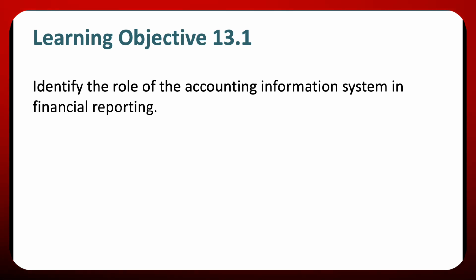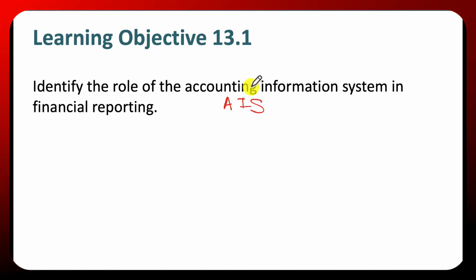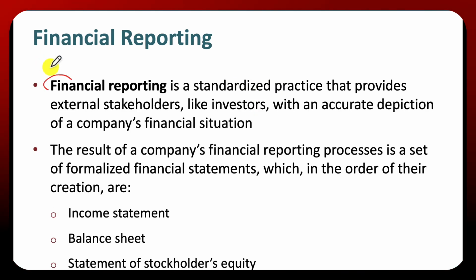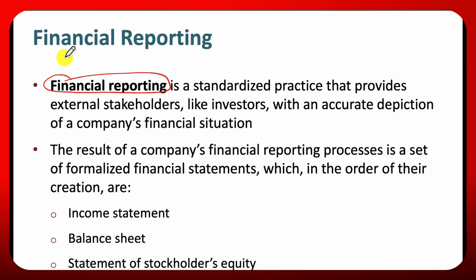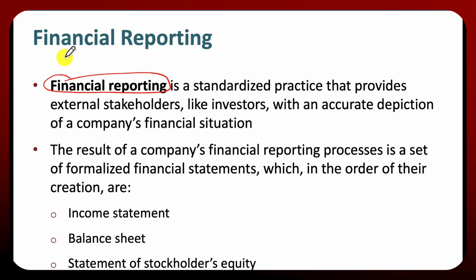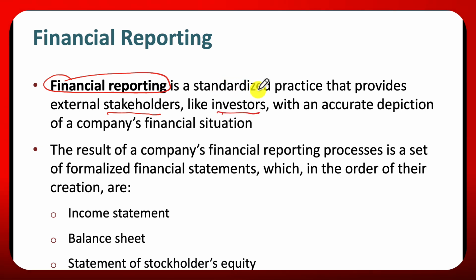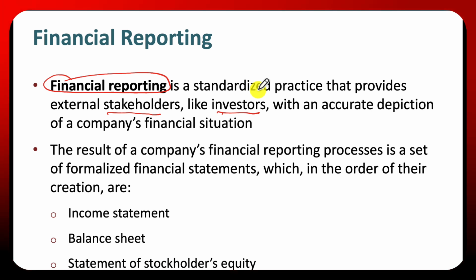In this video, we are going to identify the role of accounting information systems in financial reporting. First, let's start off with financial reporting. It's a standardized practice that provides external stakeholders, like investors, with an accurate depiction of the company's financial situation. The results of a company's financial reporting process is typically a set of formalized financial statements, which in the order of their completion is the income statement, the balance sheet, the statement of stockholders' equity, and my favorite, the statement of cash flows.